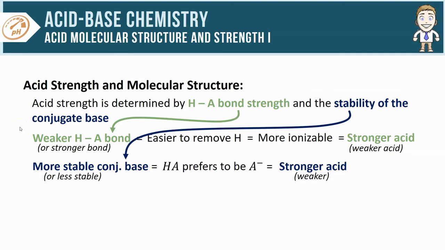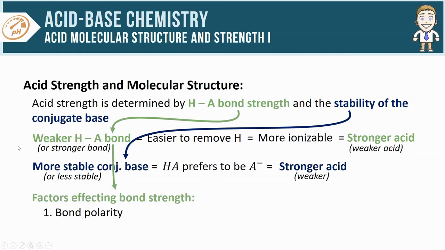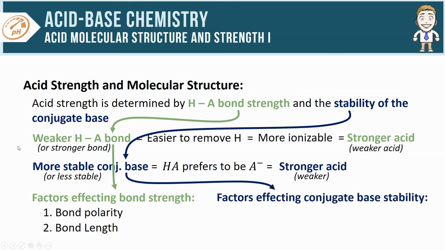Lastly, we'll go one level deeper and look at some of the factors related to this bond strength and conjugate base stability. For bond strength, there's two things we need to evaluate. One is the bond polarity, and the other is the length of the bond. For conjugate base stability, we're going to be looking at resonance structures and electronegativity.